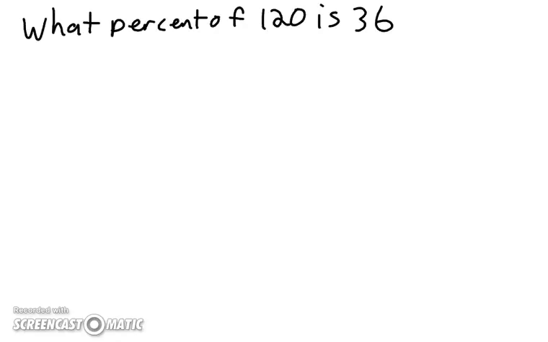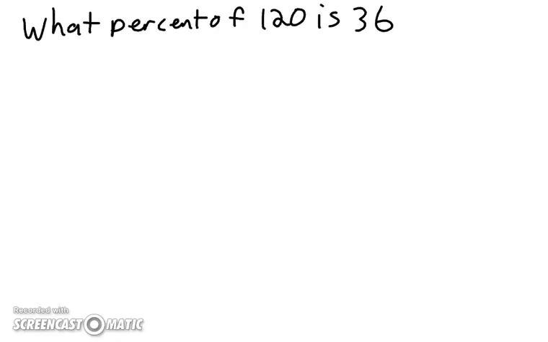Now for all of these, you can solve these two ways. You can solve these by writing an equation and then solving the equation, or you can use the proportion: is over of equals percent over 100. And we're going to look at both ways here to do this right now.